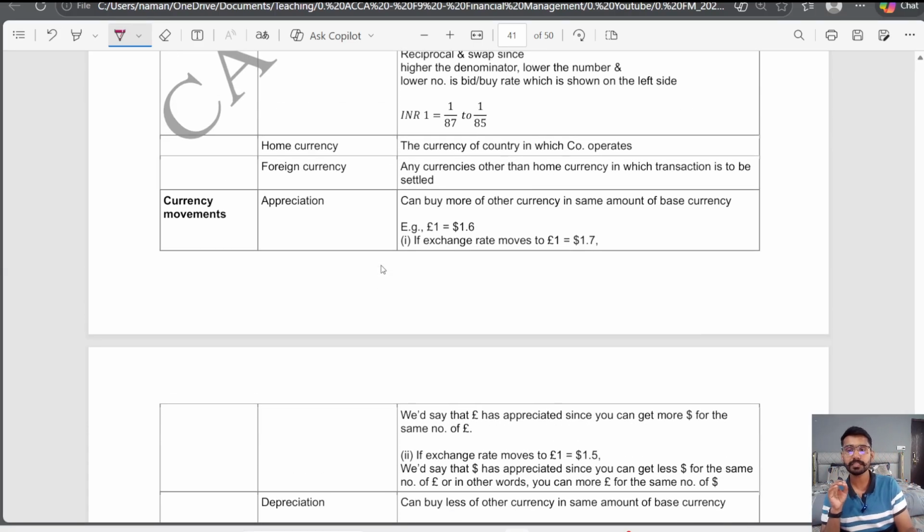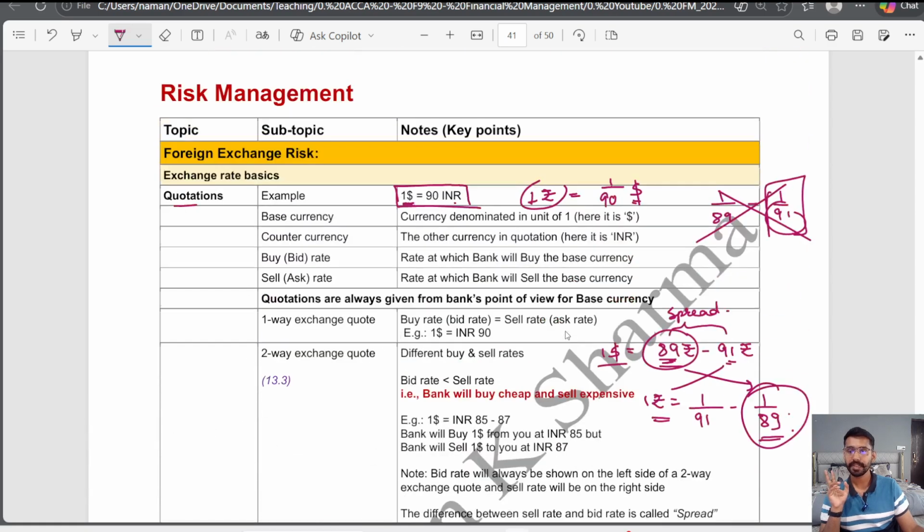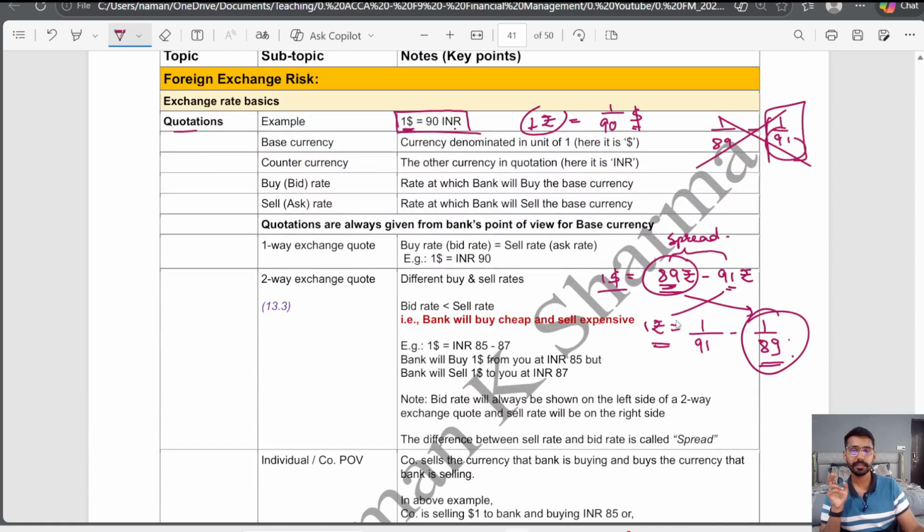Now we discuss home currency and foreign currency. Home currency is the currency of the country in which the company operates. All other currencies are foreign currencies. But in identifying the buy rate or sell rate, what are you going to see? You are going to see the base rate and counter rate.